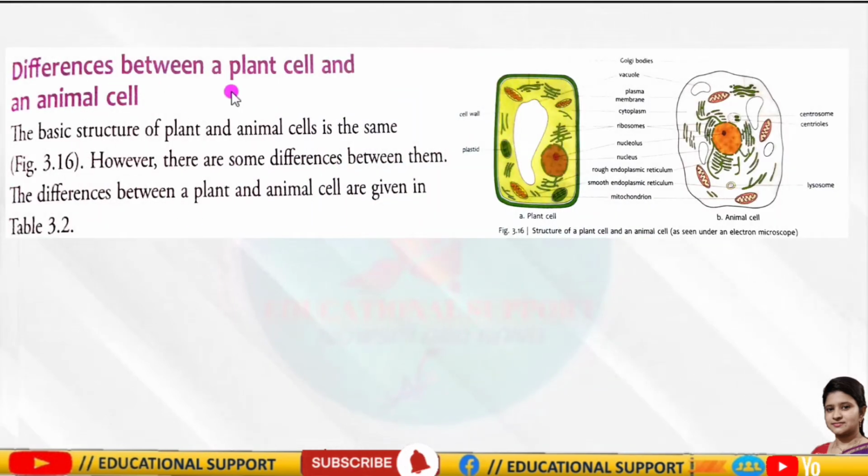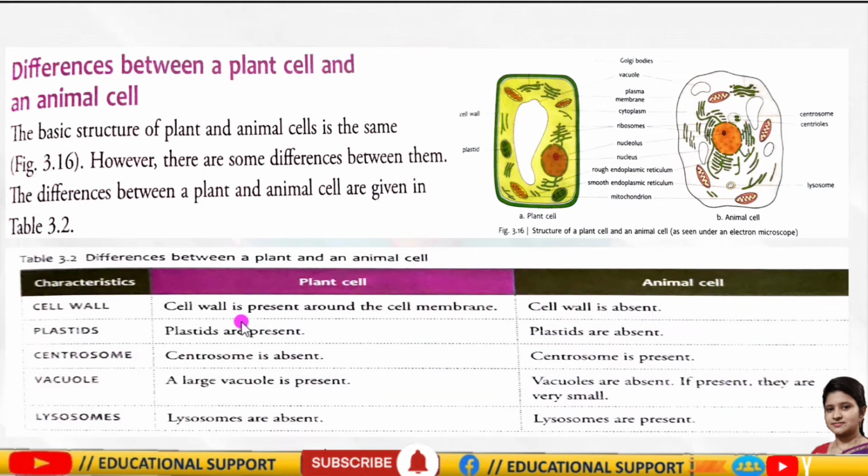So next is the difference between plant cells and animal cells. The basic structures of plant cells and animal cells are the same, you can see in figure 3.16, but the differences between plant cells and animal cells are given in a table, and the table is here. So what are the differences? Basically, in plant cells, the cell wall is present around the cell membrane, and in animal cells the cell wall is absent.